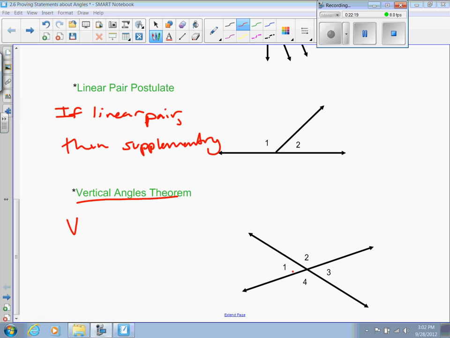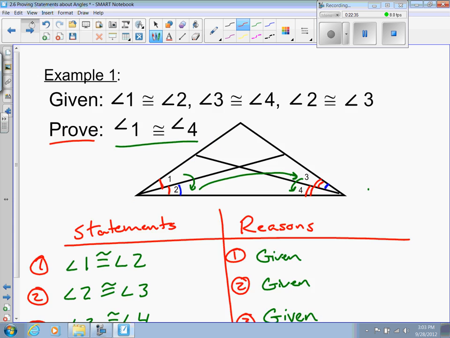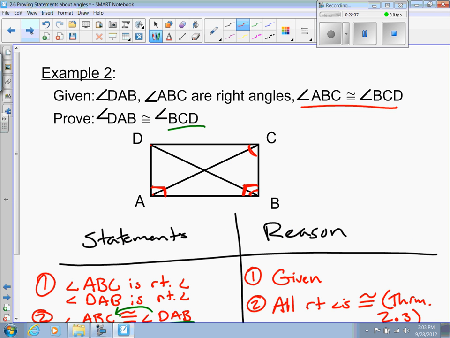vertical angles are congruent. Okay, straightforward, simple. 1 and 3 are vertical angles, they're congruent. 2 and 4 are vertical angles, they are congruent. So that's going to help us with the fourth example.